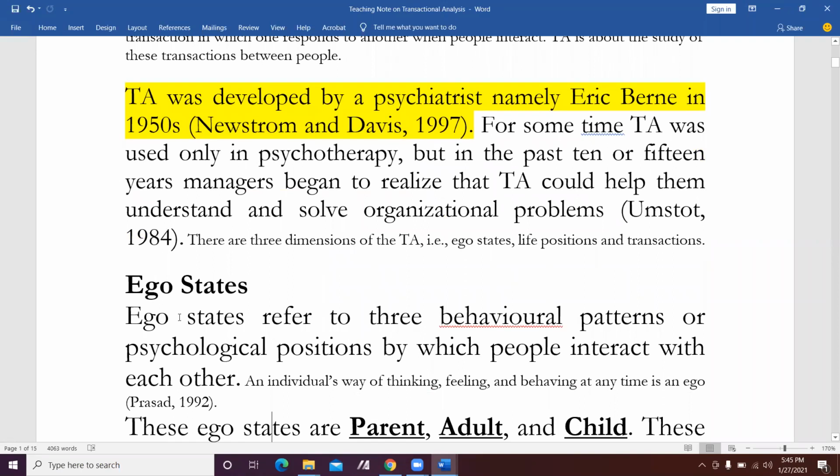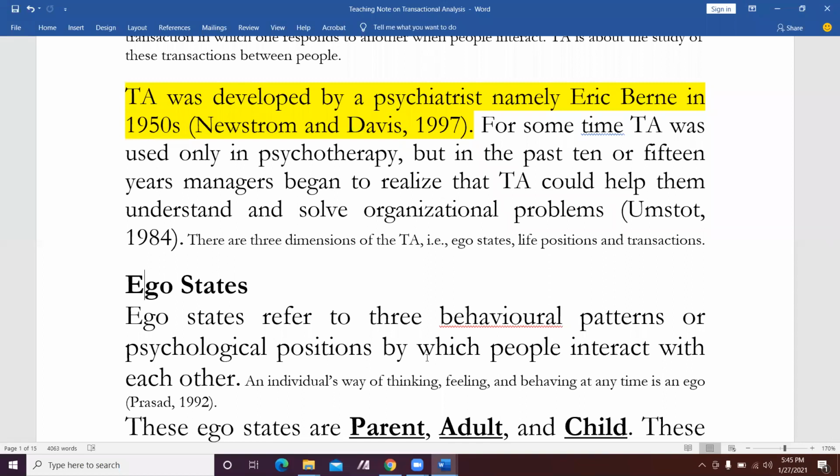Okay, right. According to transactional analysis, there are 3 dimensions. Dimension 1, ego states. Dimension 2, life positions. Dimension 3, transactions. Let us learn the first dimension. Now, ego states. So what do you mean by an ego? Ego states refer to behavioral patterns or psychological positions by which people interact with each other.